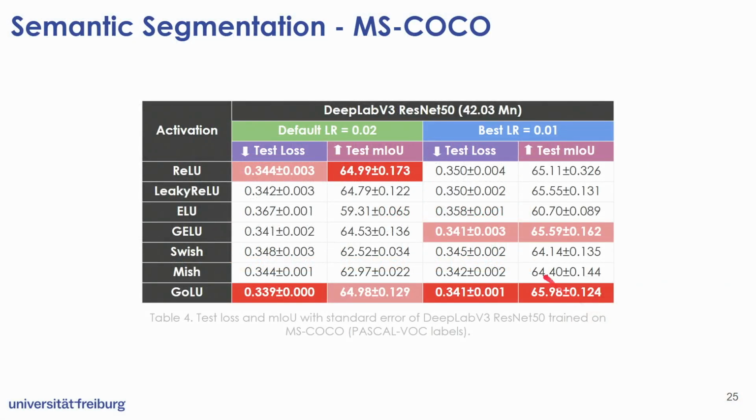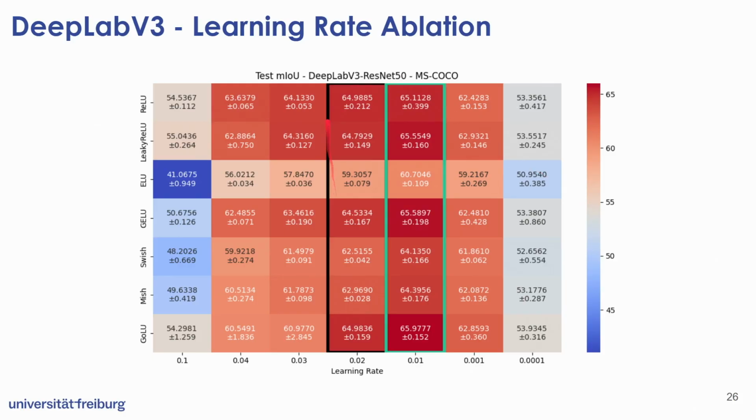Semantic segmentation was a bit different because the default learning rate did not perform to be the best. So the pipeline from PyTorch and Torch Vision has a default learning rate of 0.02, where ReLU turned out to be the best. But then when we spent some more time doing learning rate ablations, as you see, the column which is colored in a black border is the default learning rate, and the one in green represents the best learning rate. So we found that not only GoLU, but with a learning rate of 0.01, all other activation functions give a better performance, and then GoLU surpasses all the other activation functions here as well.